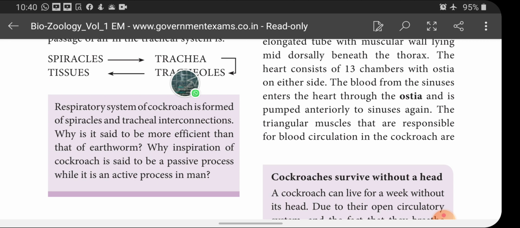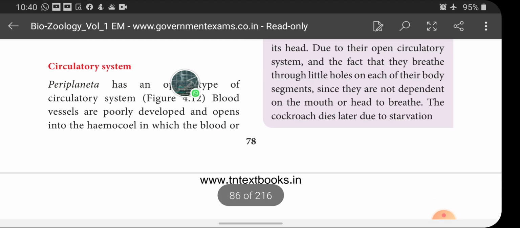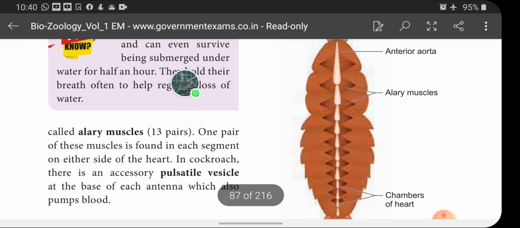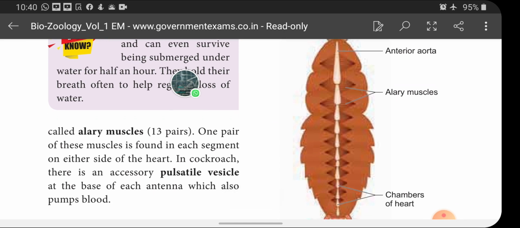The triangular muscles that are responsible for blood circulation in the cockroach are called alary muscles. One pair of these muscles is found in each segment on either side of the heart. In the cockroach there is an accessory pulsatile vesicle at the base of each antenna, which also pumps blood.